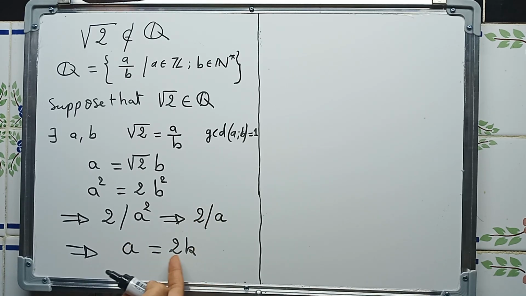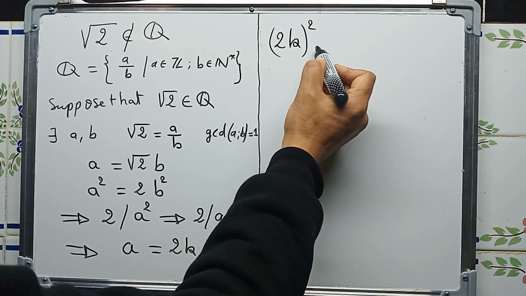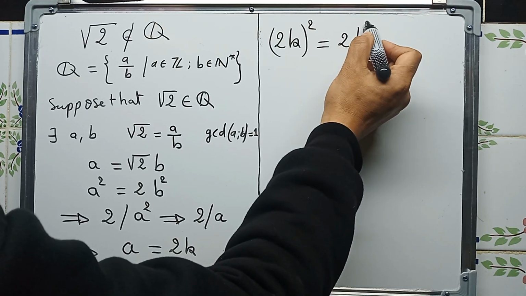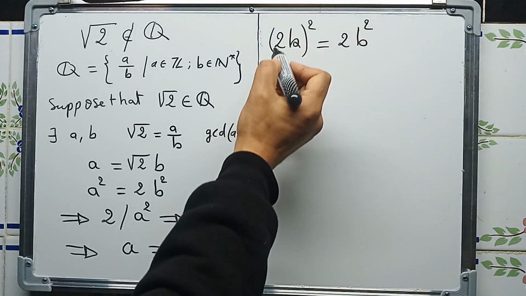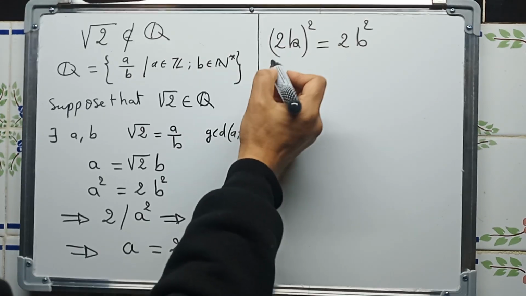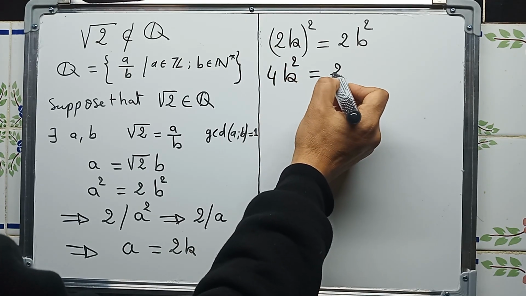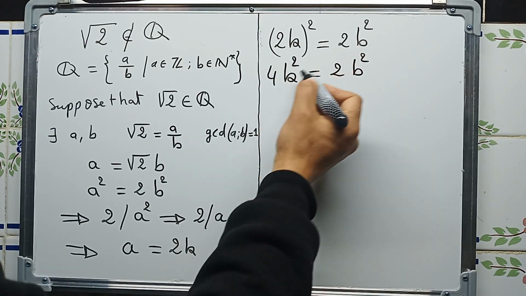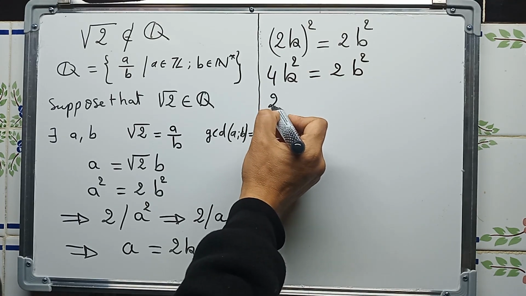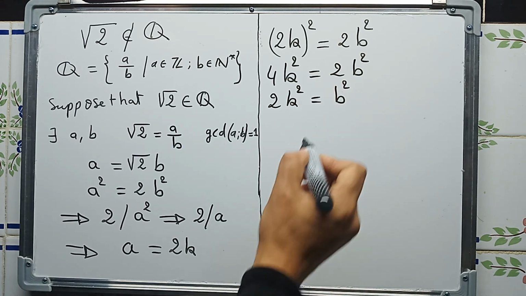Now we take this equality and we put it here. What we will get, we replace a by 2k. We will get 2k squared equals 2b squared. And here, by simple rules of powers, we get 4k squared equals 2b squared. And by simplifying by 2, we'll have 2k squared equals b squared.